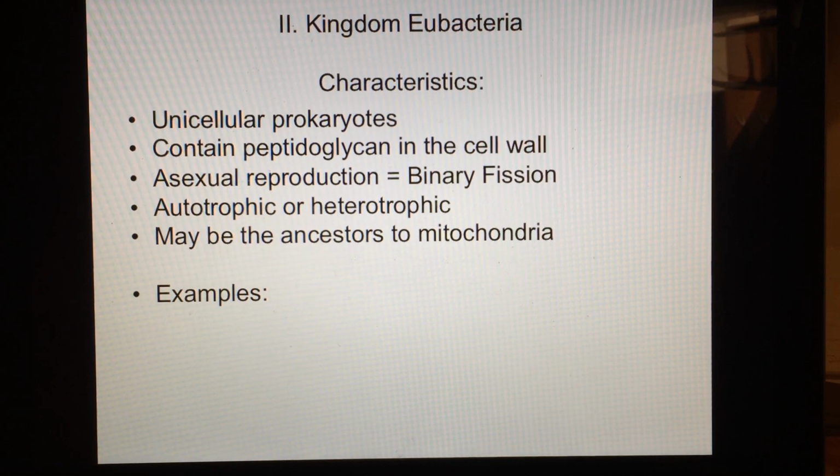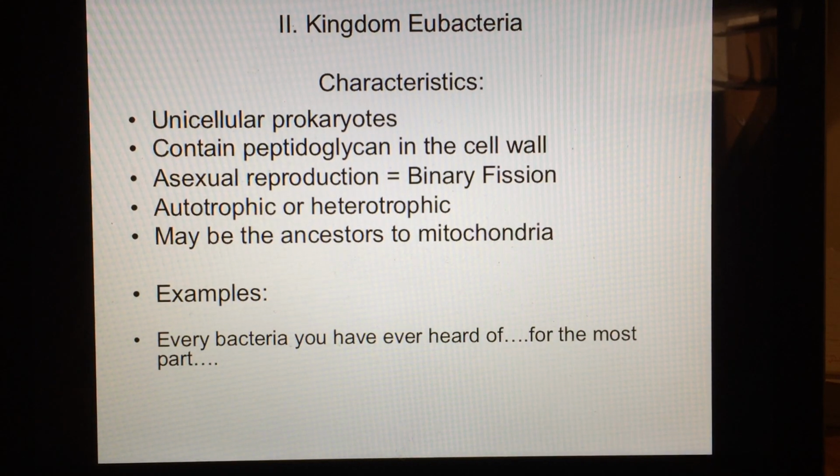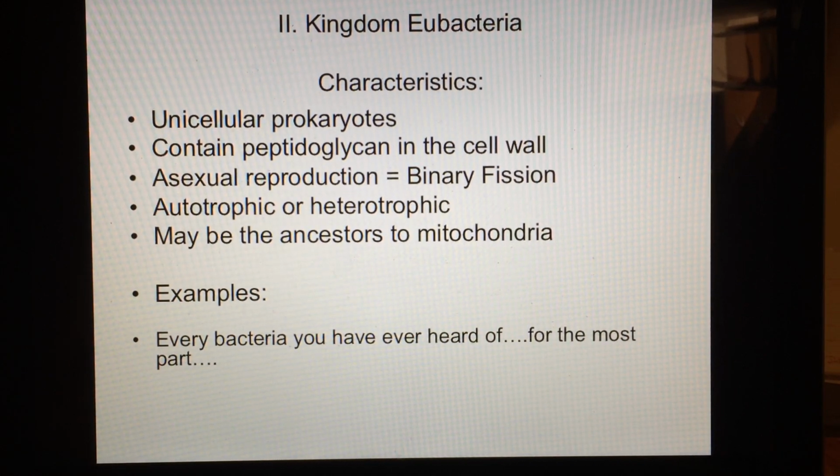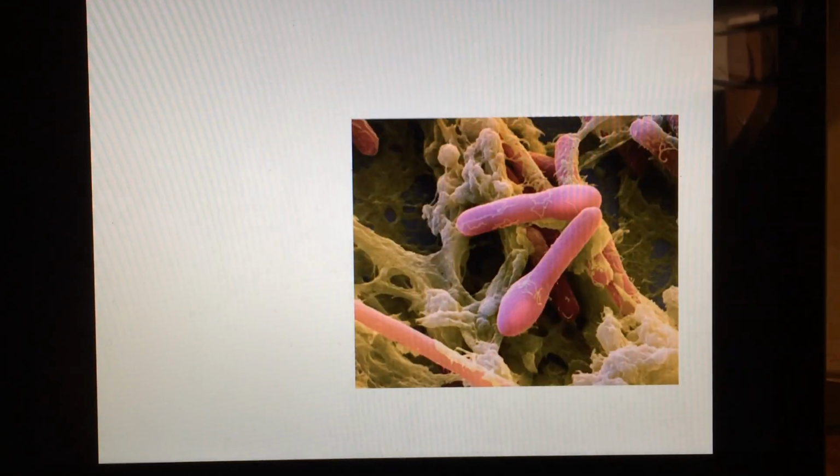Examples. Now, I'm going to do a blanket statement here, real simple. I don't want you to get freaked out, okay? An example of a Eubacteria is every single bacteria pretty much on the planet that's not one of the weird, freaky archaebacteria. So I'm going to put this note up there. Every bacteria you have ever heard of, for the most part, is in this kingdom. Okay? Now I'm going to give you a couple of examples. You can look this up on the internet, but let's do a couple of specific examples.